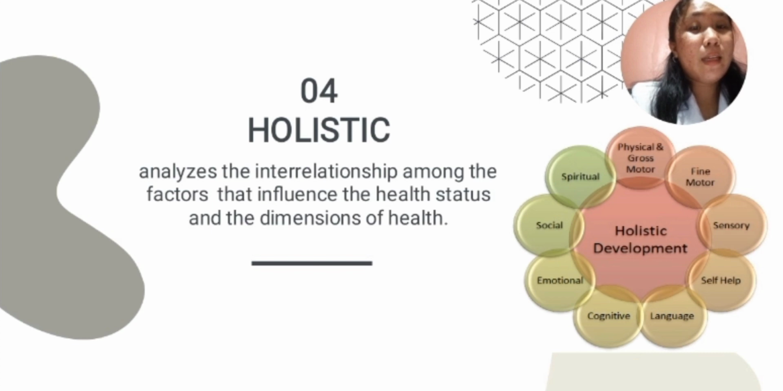So next will be the holistic. It analyzes the interrelationship among the factors that influence health status and the dimensions of health. It refers to the educational techniques that aim to develop fully evolved human beings by addressing their physical, emotional, psychological, moral, and spiritual development. So there is some holistic development, which includes spiritual, social, emotional, cognitive, language, self-help, sensory, fine motor, and the physical and gross motor.